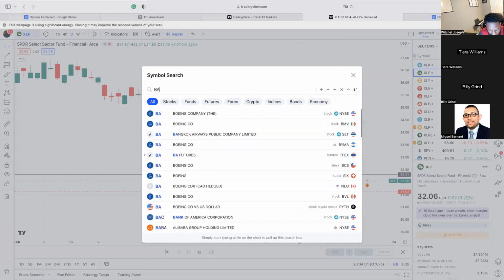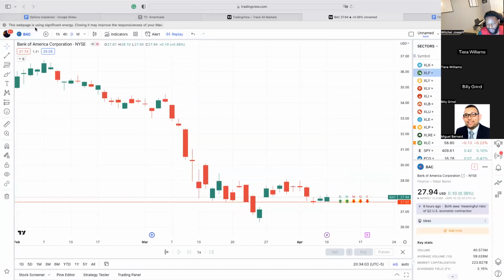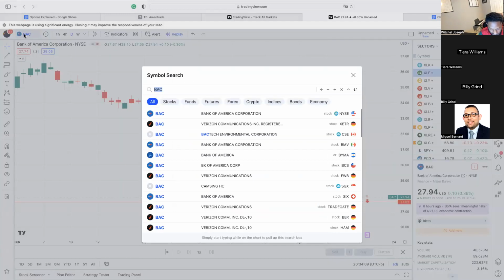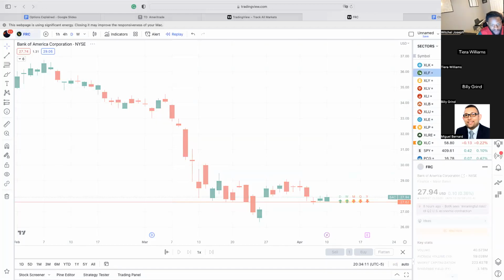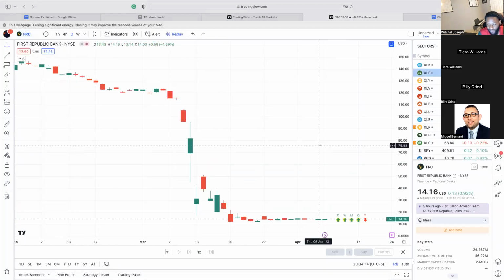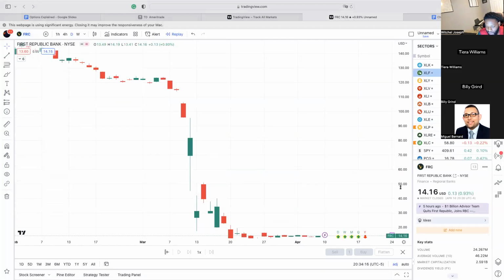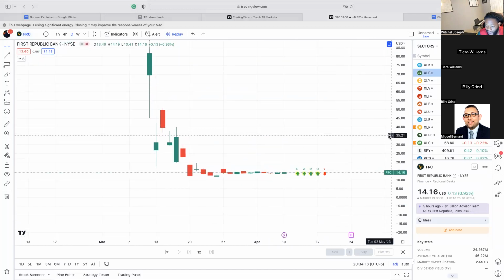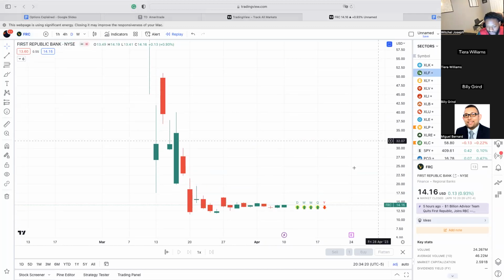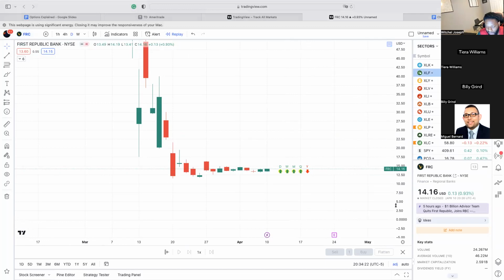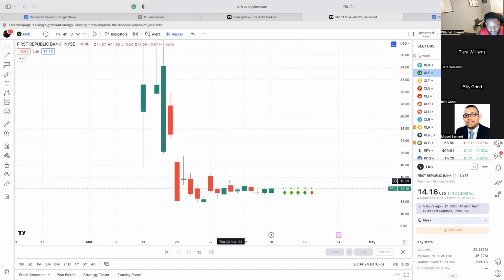Let's go to Bank of America. It's a little bit different, but it's still similar. FRC, the First Republic Bank, was one of the banks that went down. It's been beaten down so bad that it's presenting an opportunity. If I was to play this, I'd put an alarm right here and say, okay, if we can break these highs, same thing, break it, and then mount on top of it, I'm entering to push it up higher.